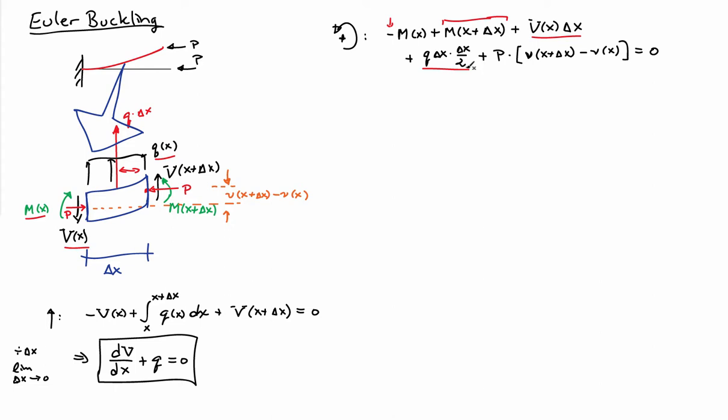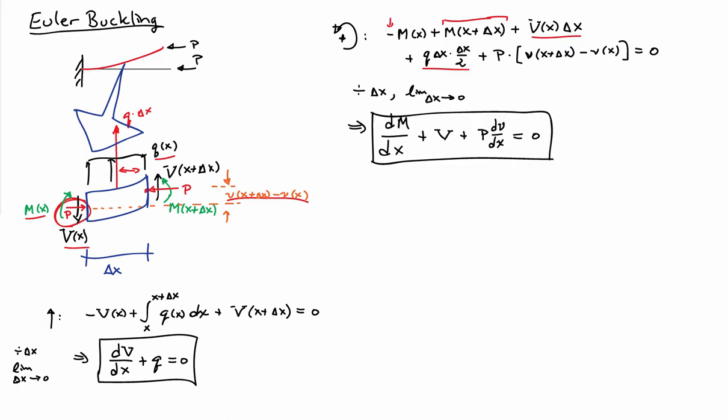And then I also have the contribution due to this force over here, and that acts through a lever arm, which is the differential distance of deflection from the left side to the right side, so v of x plus delta x minus v of x. And all of that has to sum to equal 0. So I can again divide through by delta x and take the limit as delta x goes to 0, and I get dM/dx plus V plus P dv/dx equals 0.